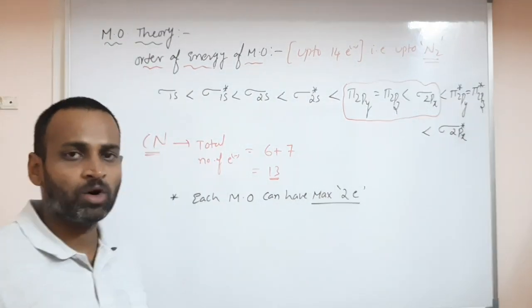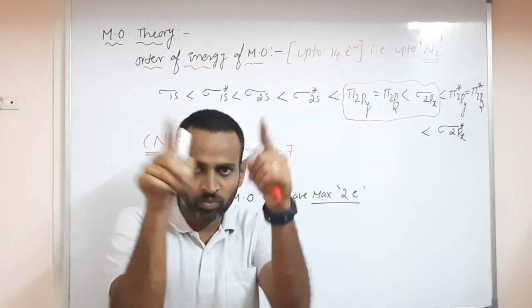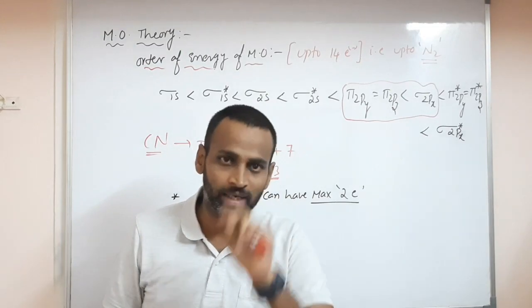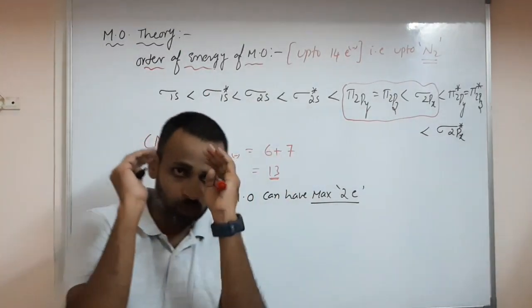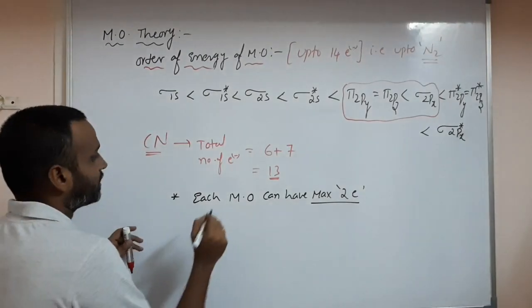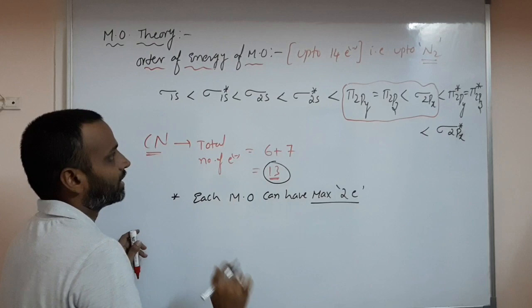Can have maximum how many electrons? 2 electrons. Similarly, degenerate orbital means one dabba. In that one dabba, how many electrons can you fill? 2 electrons. Like the molecular orbitals, one dabba. In one dabba, how many electrons can you fill? 2 electrons. So like that, if you see, first when you have 13 electrons, first you fill 10 electrons.